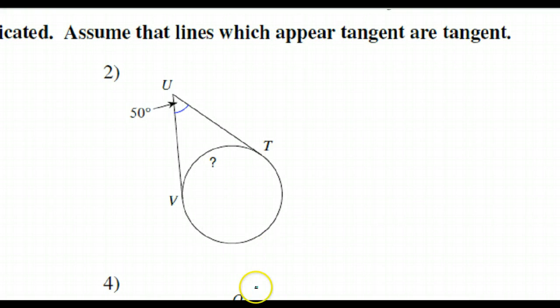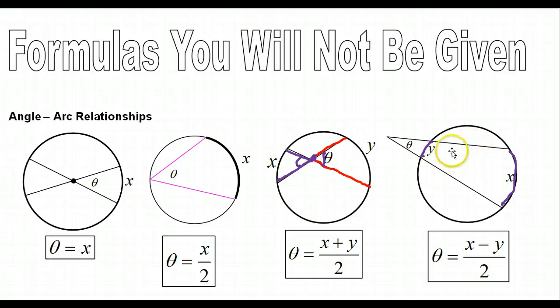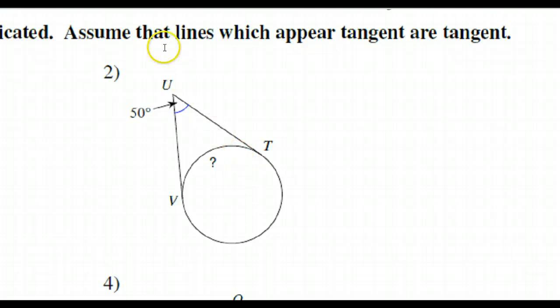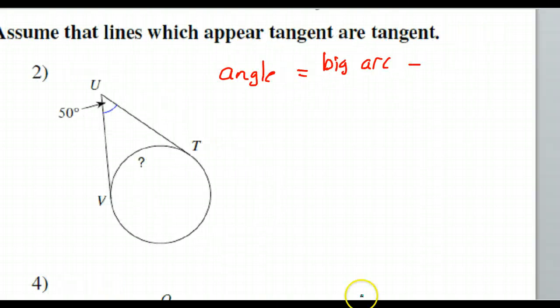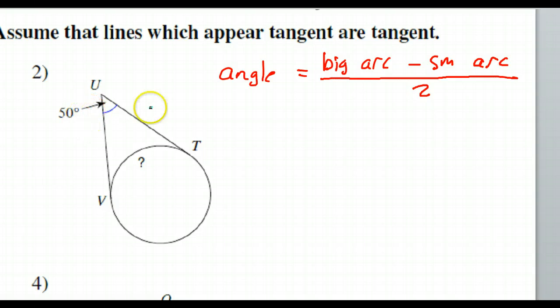Number 2, which situation are we in? Well, we are in situation number 4 with the angle outside of the circle. So let's look for big arc minus small arc, so we can divide that by 2. Okay, so we're just going like this. Angle equals big arc minus small arc divided by 2. That's what we're doing. Well, the angle is 50, so 50 equals.